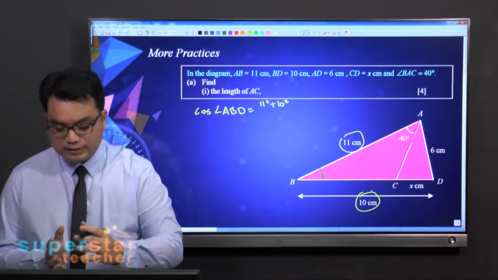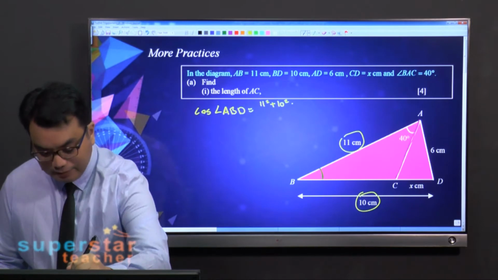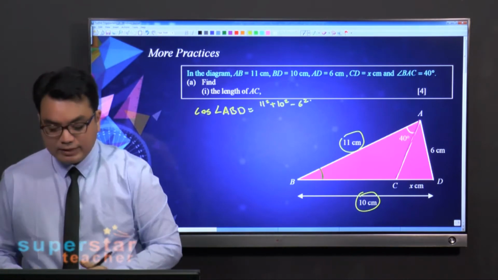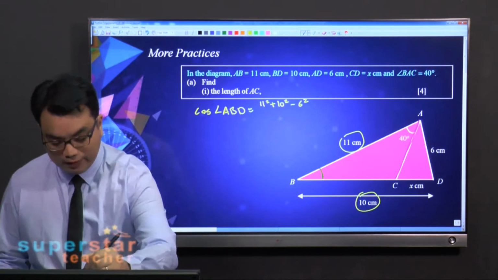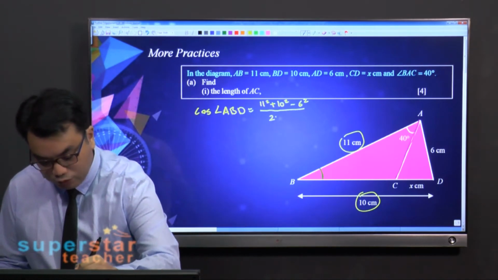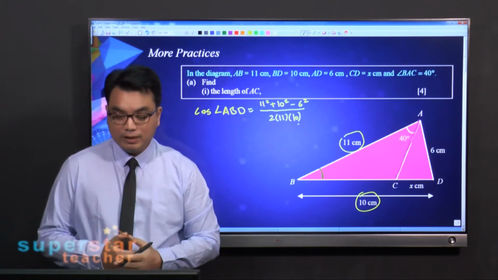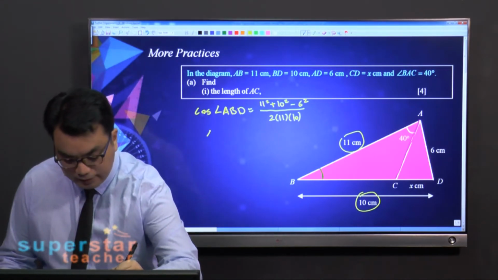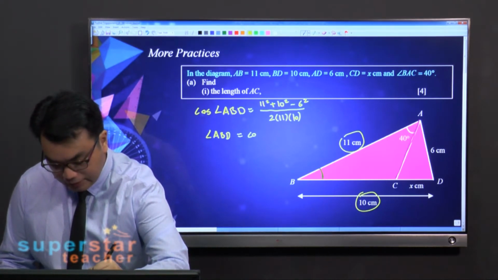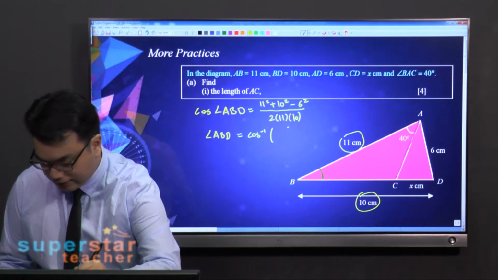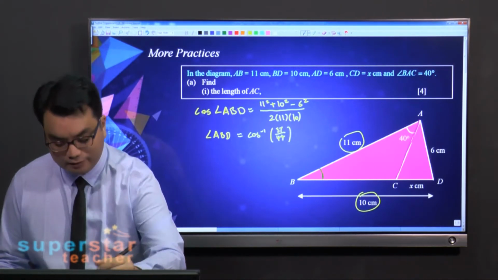These two sides make up this angle. So 11 squared plus 10 squared, then minus the square of the side that is opposite of this angle, so minus 6 squared, then divided by 2 times 11 times 10. So this is how I would remember it. Then from here, angle ABD is inverse cosine. If you just calculate this out, it's actually 37 over 44. Use the exact value.